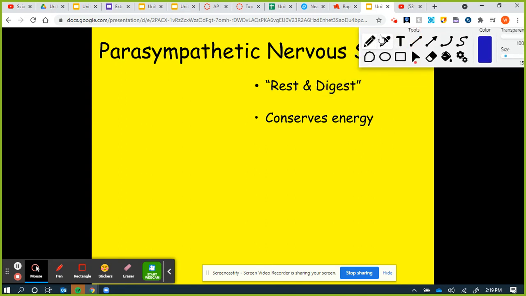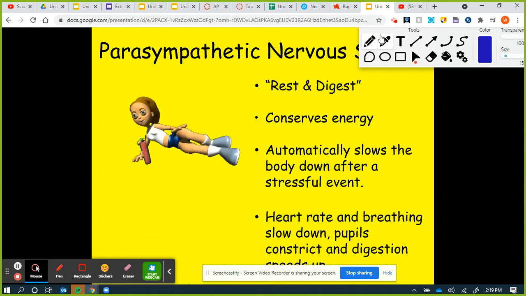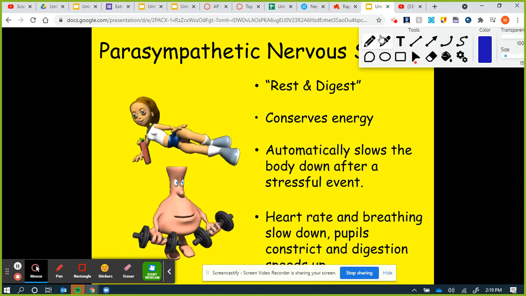is referred to as the rest and digest system, because you're resting and it helps you digest, or it'll sometimes be called feed and breed. Like if you're having sex, your heart rate might be up, right? But it's actually the parasympathetic nervous system that's involved there. The goal is to conserve energy. It slows us down after a stressful event.